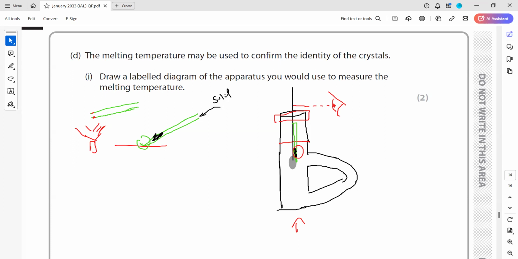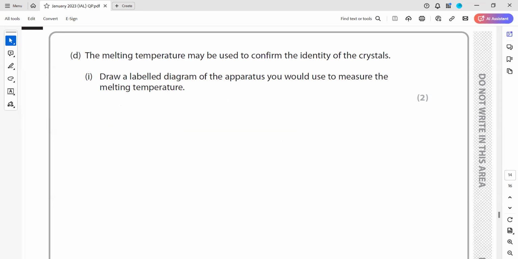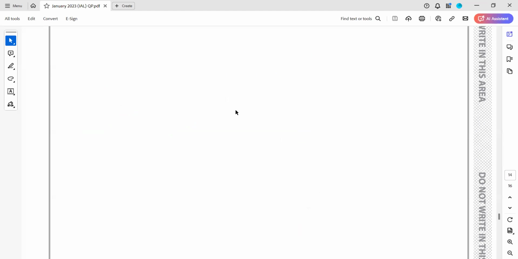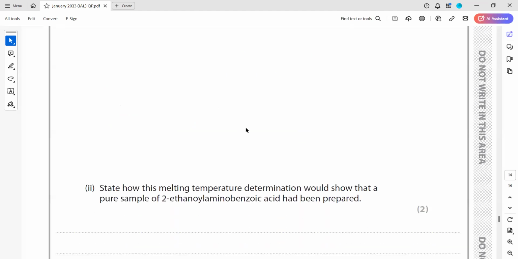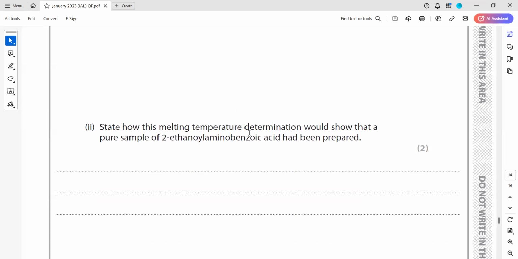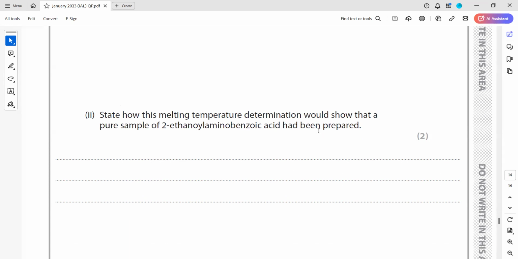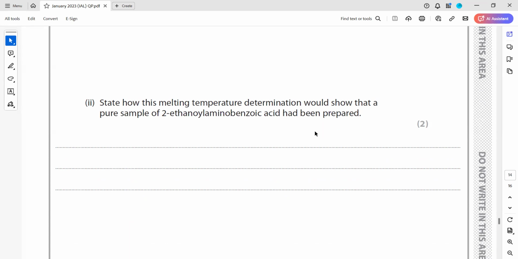Sometimes they ask how the capillary tube should be closed. Because both ends of a capillary tube are open, you place it on the hottest part of the flame of the Bunsen burner until it becomes red hot, and then tap on a rigid surface until one end is closed. Then: explain how this melting temperature determination shows that a pure sample of 2-ethanoylaminobenzoic acid has been prepared.